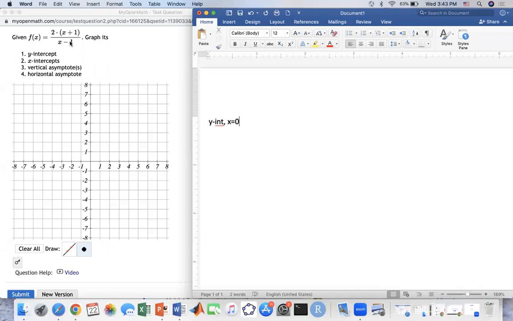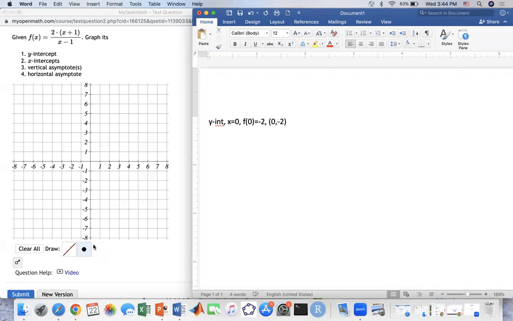So when I plug in, I have f of 0, which on top has 2 times 1, so I have 2 on top, and the bottom, I have -1. So this will be equal to -2. So the point I have over here is (0, -2).